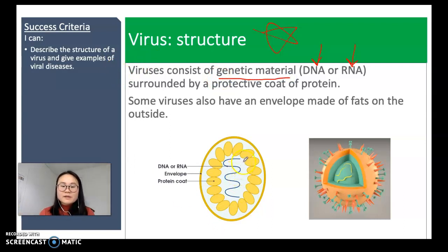So in this diagram here, this blue swirl, that is the genetic material, the DNA or RNA. It is surrounded by a protective coat of protein, in this case the yellow ovals. Some viruses also have an extra layer on the outside called an envelope, and it's made out of fats. And here we have a 3D representation of a virus with all the components. Again, see if you can spot them.